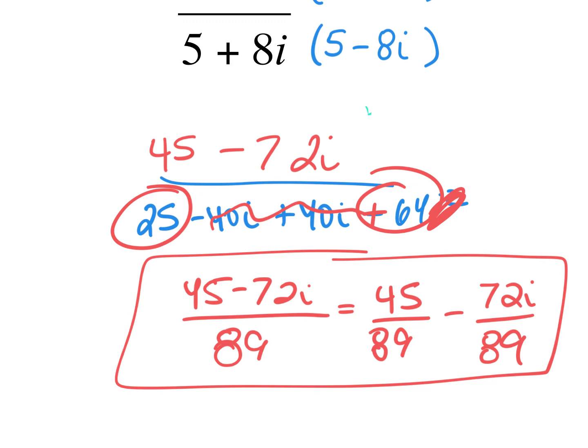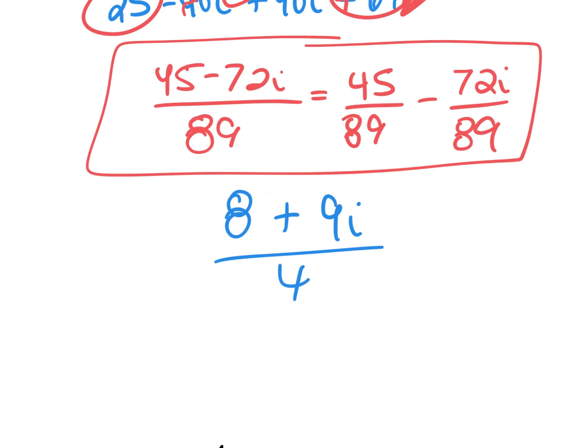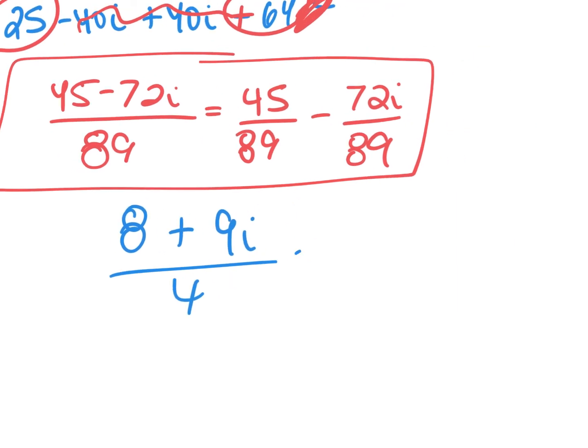No, that's a good question. Jad just asked a good question: what would happen if we had 8 plus 9i over 4? This is why I tell you guys it's really important to simplify and to separate. You cannot leave it like that and say it's simplified. You'd have to pull it apart and you would have 8 over 4 plus 9i over 4.